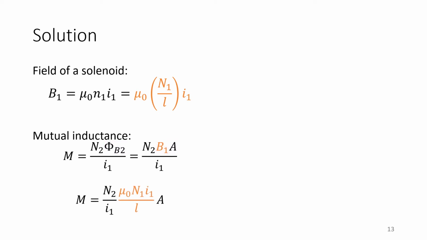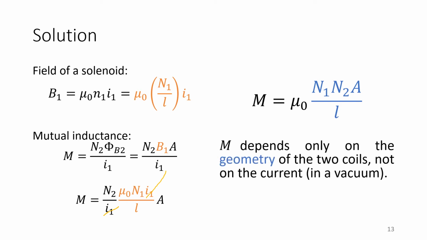So if we flesh out and directly substitute B1 into M, we have this equation. And notice that all we need to do now is cancel out the I's here. So we could cancel out I here and I here. And eventually, we have an expression for M that is independent of currents and is just dependent on the geometry of the system. Particularly, the geometry-dependent terms here would be N1 and N2, the number of coils in the solenoid, A being the cross-sectional area of coil 1, and L being the length of coil 1.